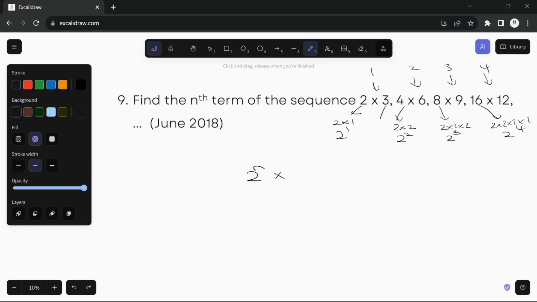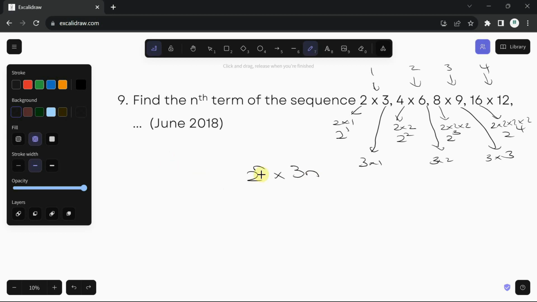Now what is this? This is like saying 3 times 1. This is like saying 3 times 2. This is like saying 3 times 3. This is also like saying 3 times 4. So what happens is, in the first guy I had 3 times 1, second guy 3 times 2, third guy 3 times 3. So this is like saying 3n, right? So if the n is 1, this will be 2 times 3. If the n is 2, this will be 4 times 6. If the n is 3, this will be 8 times 9. So this should be the nth term of this particular sequence.